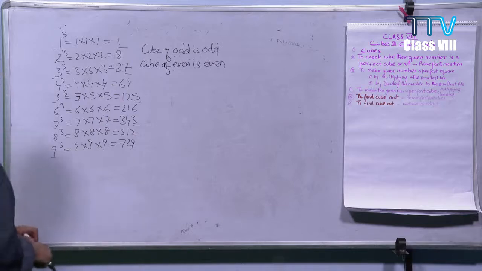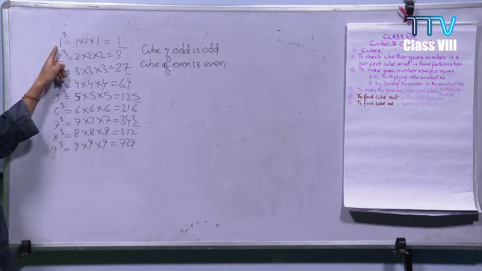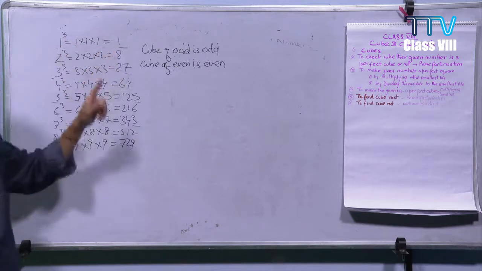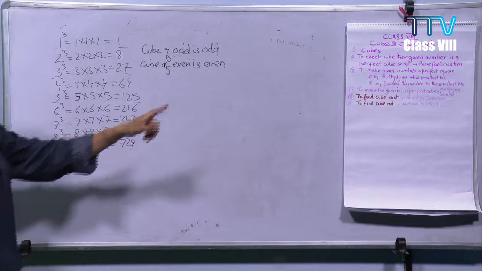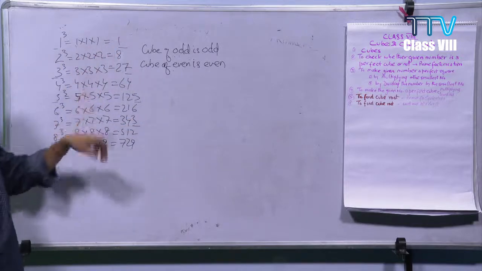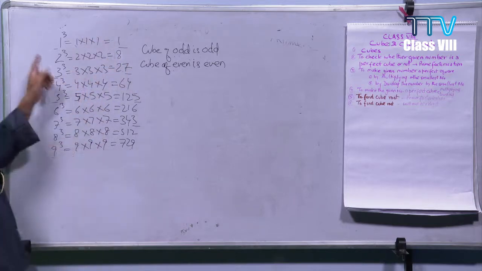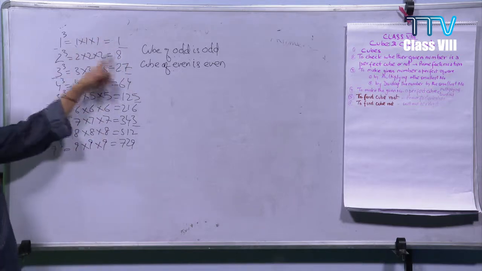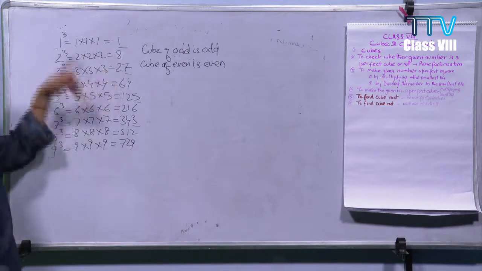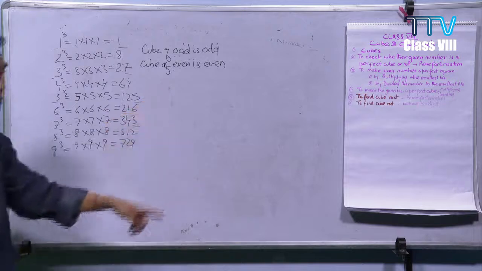Now the unit digit condition. If the unit digit is 1, the cube's unit digit is also 1. 11 cube has unit digit 1. 21 cube has unit digit 1. 31 cube has unit digit 1. For 2, the cube is 8, so 12 cube ends in 8, 22 cube ends in 8, and 32 cube ends in 8.